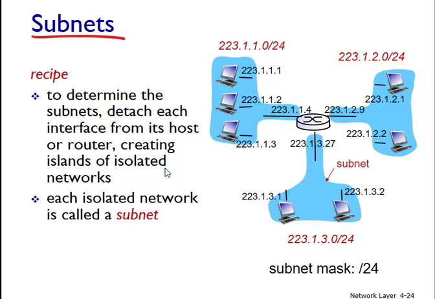Any additional host attached to the 223.1.1.0/24 subnet would be required to have an address in the form of 223.1.1.4 to 255, somewhere in that range. So the last octet or the last byte would be anywhere from 4 to 255. There are two additional subnets shown. There's the 223.1.2.0/24 network and the 223.1.3.0/24 subnet.